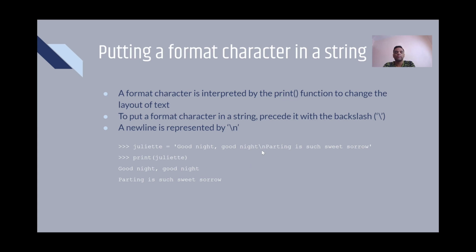So how we do that is we use the \n, and it'll put it in two separate lines. So good night, and then you put the \n and put the parting is such sweet sorrow in the second line. So that's how we do a new line in Python. If you want these in two separate lines, you use the \n, it will start a new line. That's what the \n means, new line.